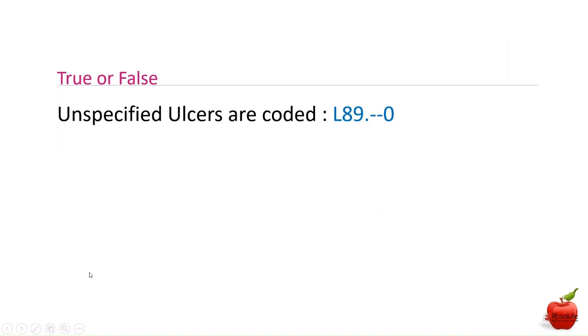Next one. Unspecified ulcers are coded to L89.9. Is this true or false?